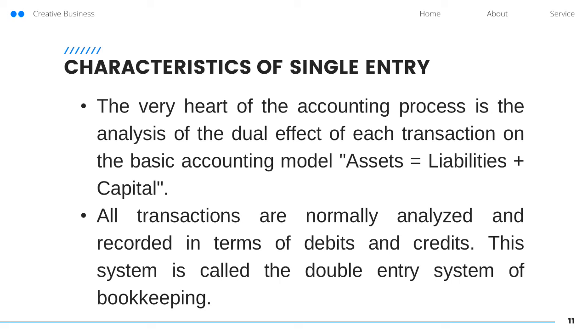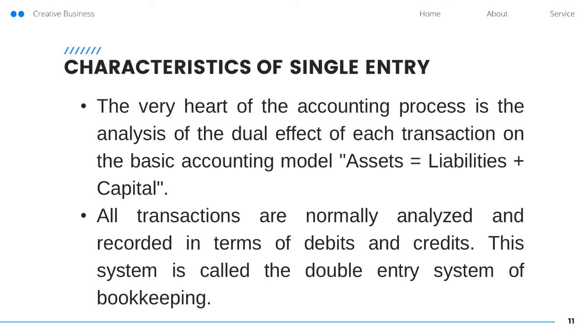So now let's proceed to the characteristics of double entry. So the very heart of the accounting process is the analysis of the dual effect of each transaction in the basic accounting model. So assets is equal to liabilities plus capital. All transactions are normally analyzed and recorded in terms of debits and credits. So the system is called the double entry system of bookkeeping.